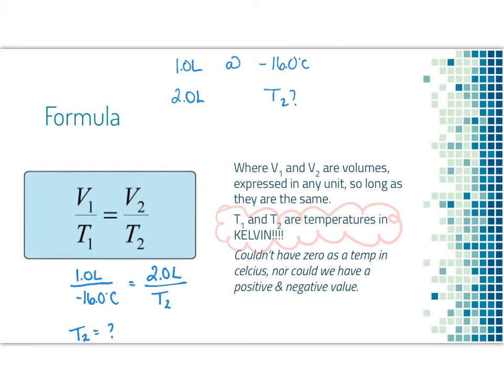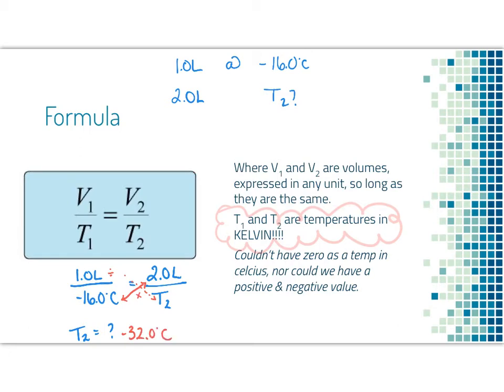To solve this, I won't rearrange my formula. What I'm going to do is cross multiply and divide because these are equivalent fractions. So we're going to multiply across where there are 2 numbers, and we're going to divide by the number that is opposite of our variable here. So negative 16 times 2 divided by 1 is negative 32 degrees Celsius. Now this is a problem.